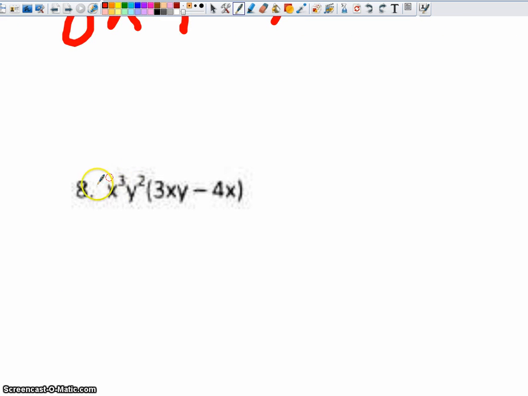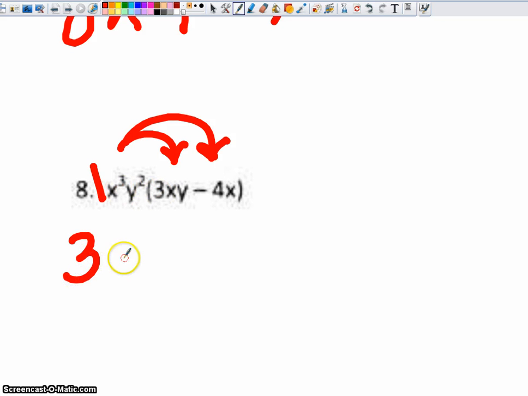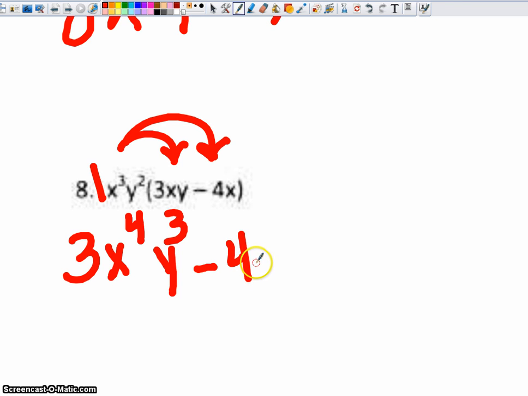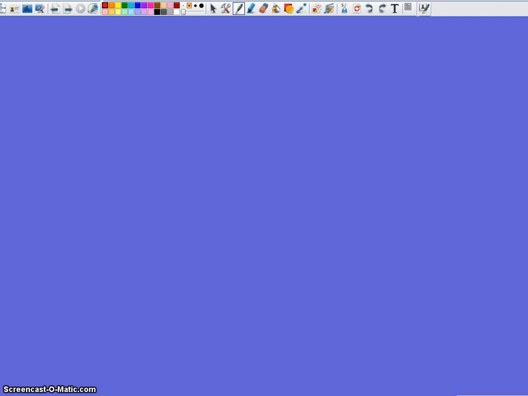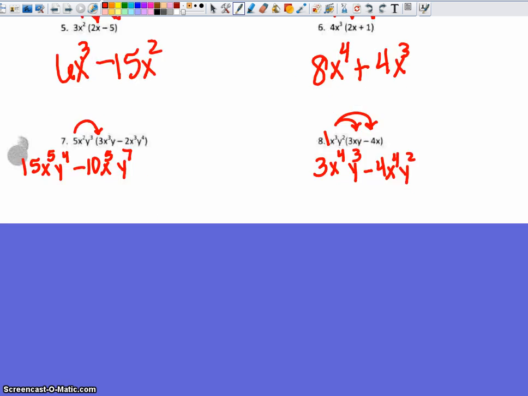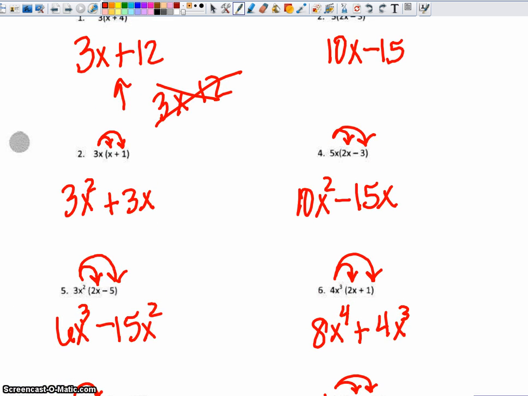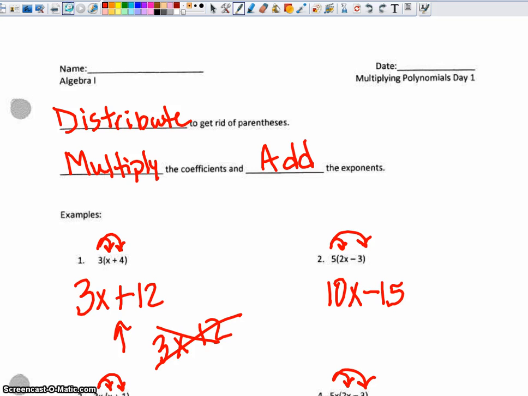Same thing here. If there's not a number, remember that's like it's a 1. So you're going to distribute that times everything in parentheses. 1 times 3 is 3. X to the third times x becomes x to the fourth. Y squared times y becomes y to the third. 1 times negative 4 is minus 4. X to the third times x becomes x to the fourth. Y squared doesn't have anything to go with it, so you just bring it along. So you're going to multiply your big numbers, and you're going to add your exponents.